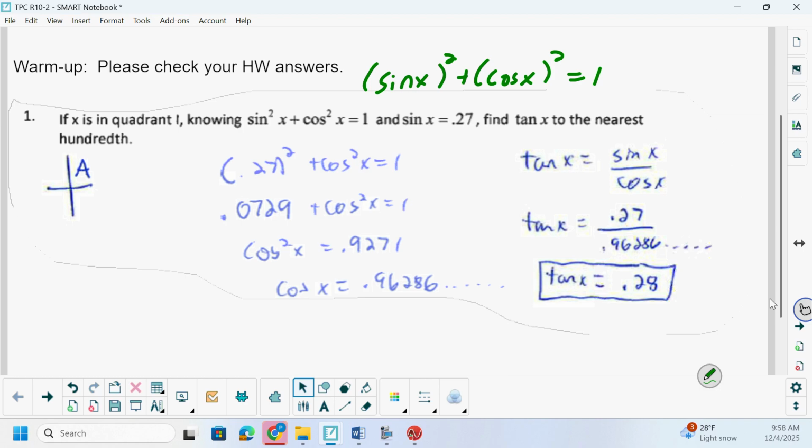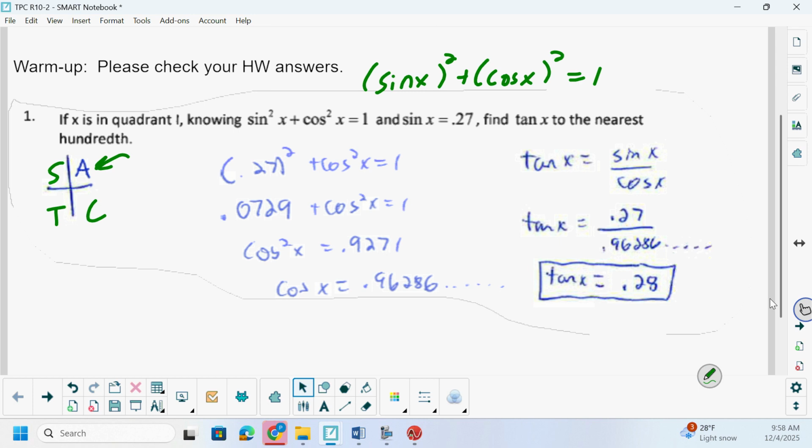Now normally when you do a square root, you would need a plus minus. The reason they told us quadrant 1 is from our ASTC, all trig functions are positive in that first quadrant. So therefore it's the positive 0.962 and change.